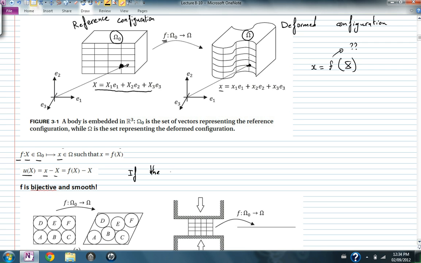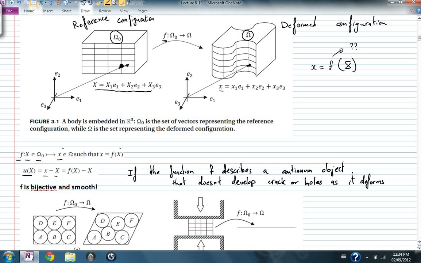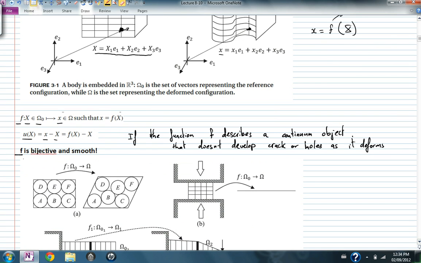But for continuum objects, if my object is continuum, or if the function f describes a continuum object, not only a continuum object, but one that does not develop cracks or holes as it deforms, then we put some restrictions on this f. We restrict f, the function, to be bijective and smooth.